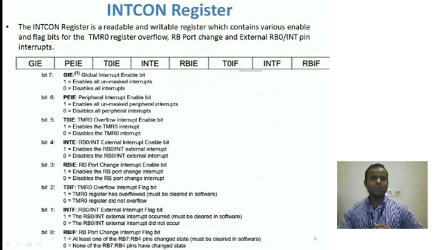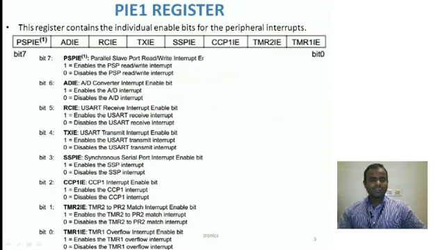Then you have peripheral interrupt enable register 1. In this register, as you can see, the most significant bit is to set your parallel slave port interrupt. So if you are communicating on the parallel slave port and you want to generate an interrupt after the communication is over, then you can set this bit as 1. Then you have the ADC bit. While the ADC conversion is going on, at the end of an ADC conversion, we always require an interrupt to say the ADC conversion is over. For that, you have an ADC interrupt enable bit.